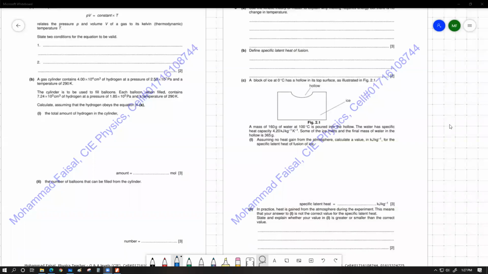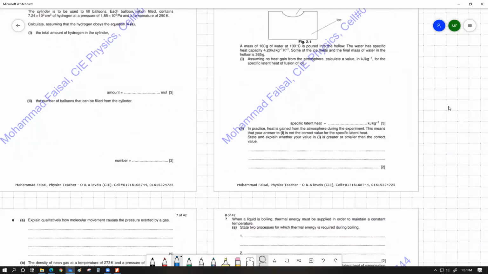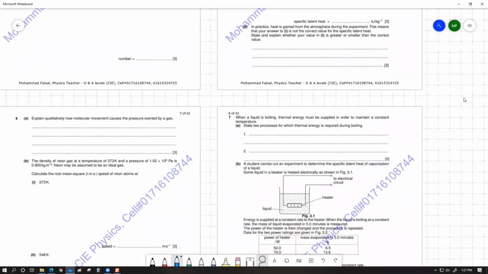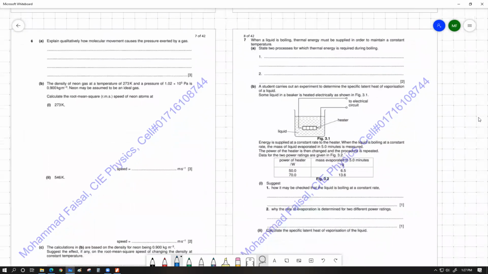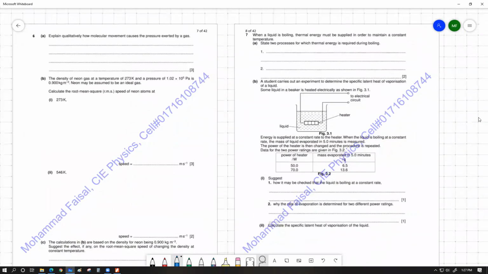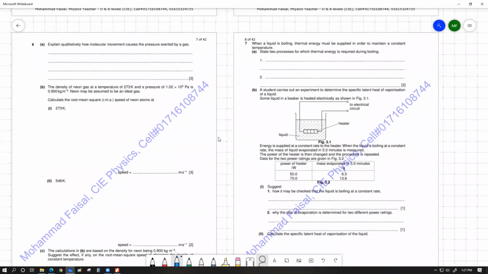We're continuing the discussion from the last class, and we saw this problem of what we call an overestimation or underestimation of an experiment. So this is one of the other questions that I could talk about, for the latent heat of vaporization of stuffs.